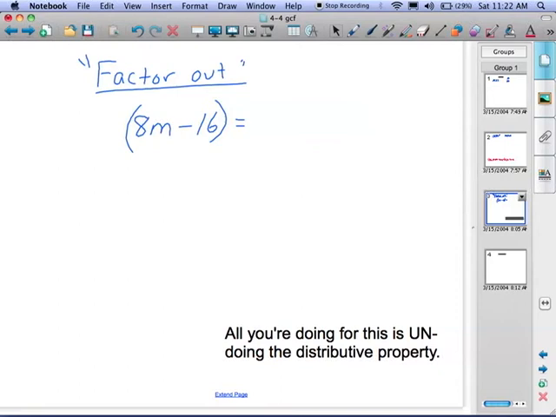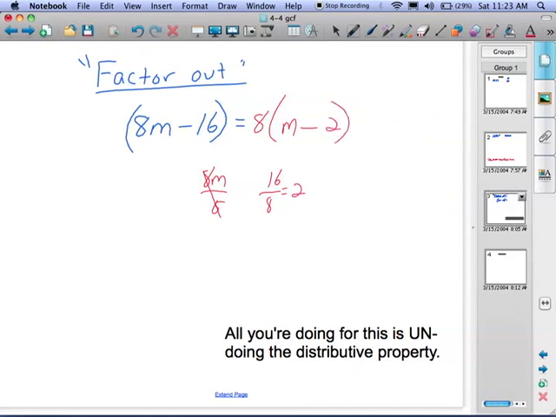They both can be divided by 2. They both can be divided by 4. And they both can be divided by 8. Let's pick 8 because it's the biggest number. So now if I take 8 out of the 8m, if I do 8m divided by 8, what are we left with? 8m divided by 8 leaves us with m. It's a subtraction problem. It will remain so. And then we do the second number, 16, divided by the 8 that we're going to factor out, and that leaves us with 2. So we'll put 2 there.